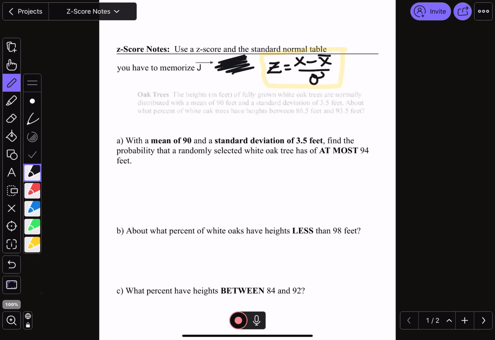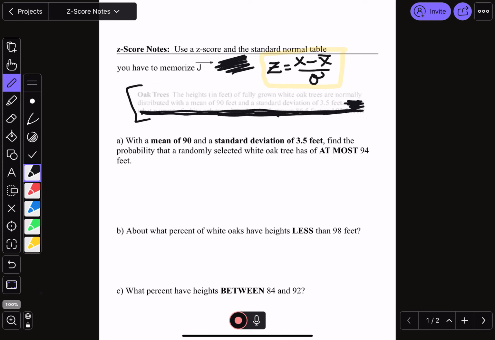Now, when we look at this problem, part A, we have our little condition up here. We're talking about heights of oak trees. It says normally distributed with a mean of 90 feet and a standard deviation of 3.5. About what percent of the white oak trees heights are between 86.5 and 93.5? Okay, now I'm not going to answer this question because we have different questions on here already. I just want the mean and the standard deviation for right now because I have different questions to answer.